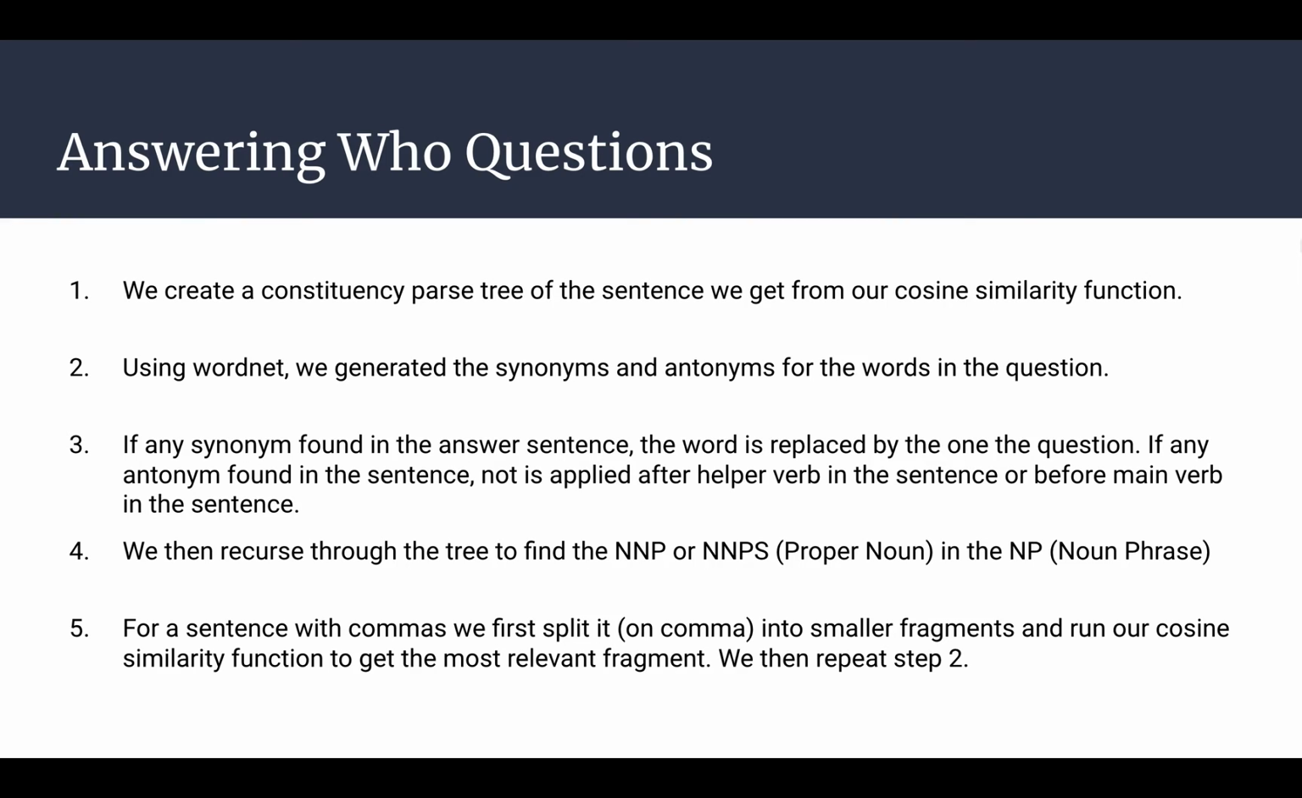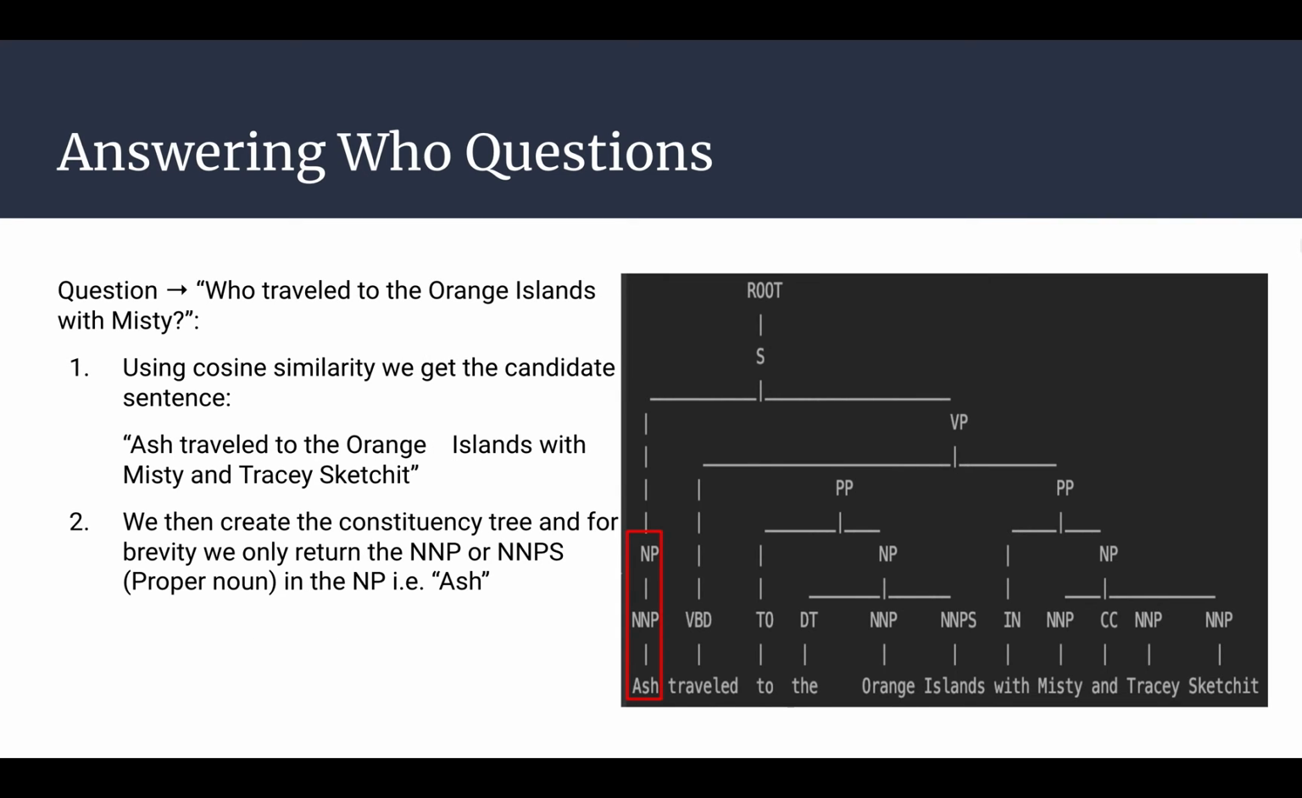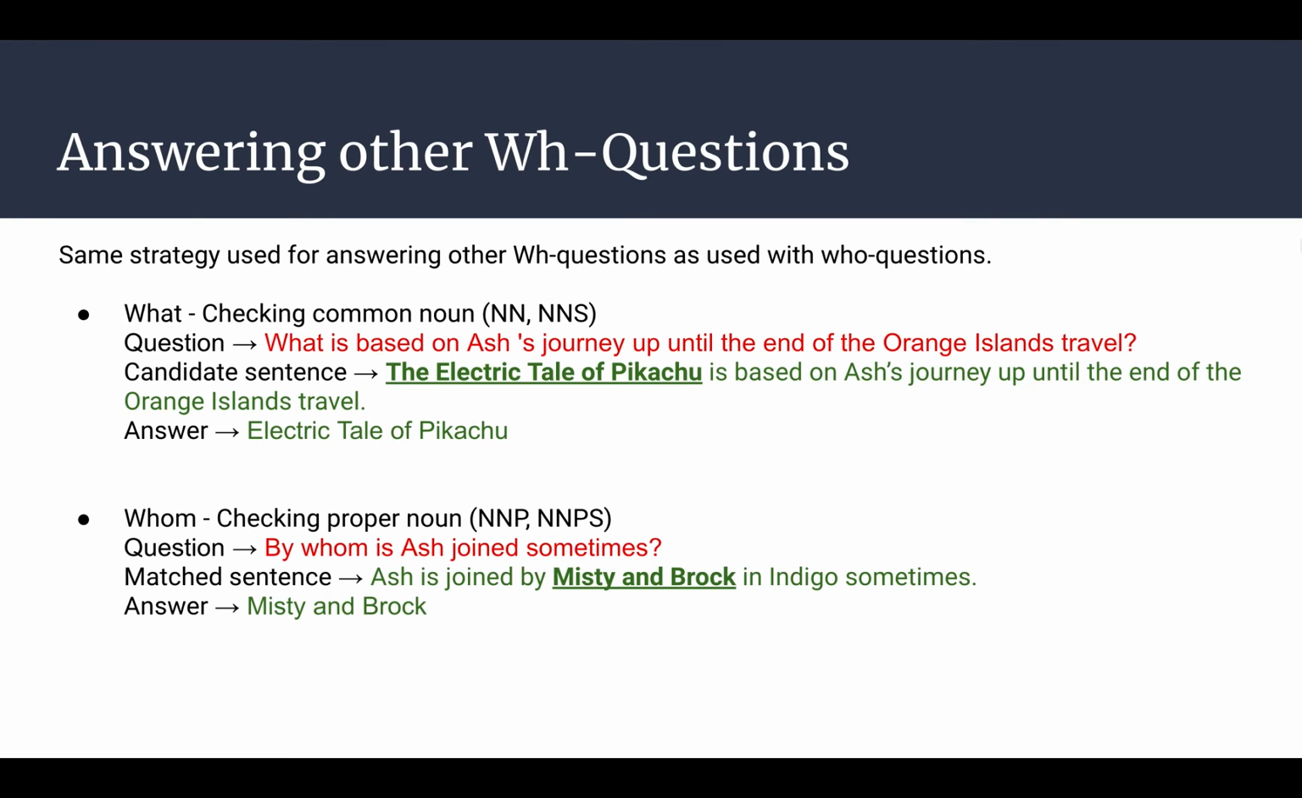For a sentence with commas, we first split into smaller fragments and run our cosine similarity to get the most relevant fragment. Here you can see an example where we select the word ash tagged as an NNP.